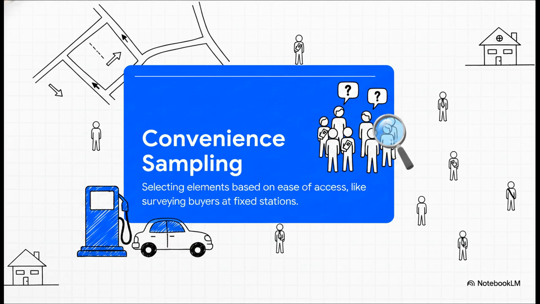Our source gives a fantastic real-world example here. Let's say a researcher wants to survey gasoline buyers. They might just pick a couple of fixed petrol stations nearby and interview whoever happens to pull up. It's super convenient to ground a study this way. But remember, if those gas stations are only located in high-income neighborhoods, your results are going to be heavily skewed.